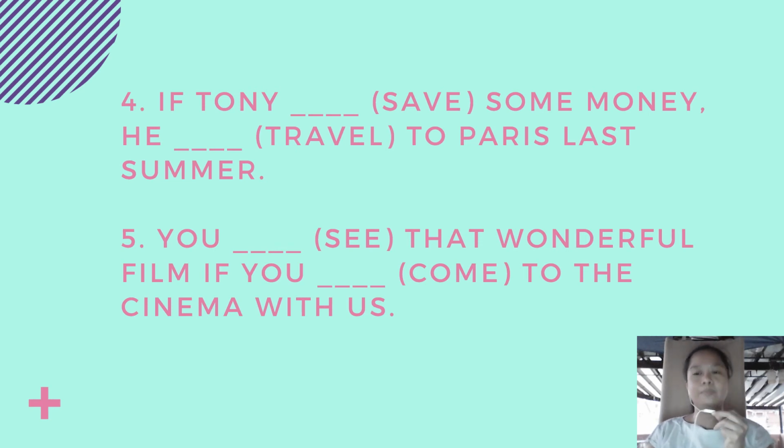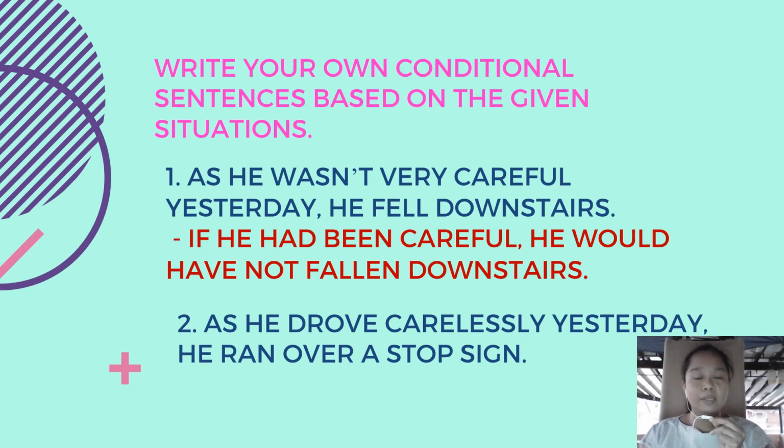Good job. Now I think you can write your own sentences. So let's try the next activity. Write your own conditional sentences based on the given situations. Number 1 is already done for you. As he wasn't very careful yesterday, he fell downstairs. For your example conditional sentence, if he had been careful, he would not have fallen downstairs.